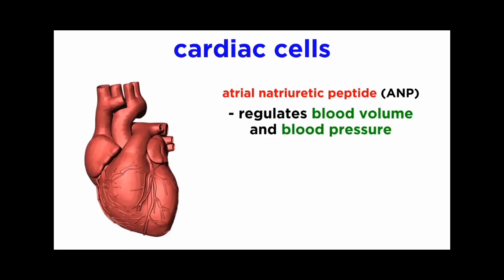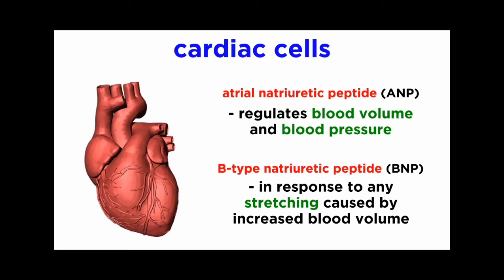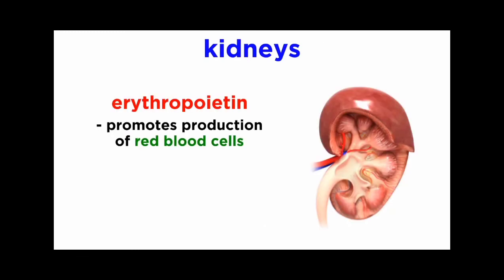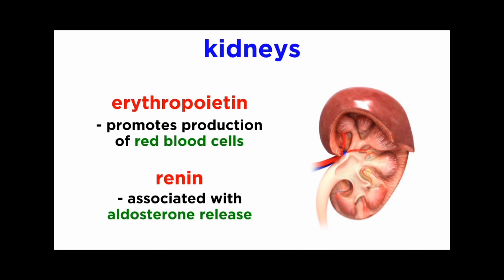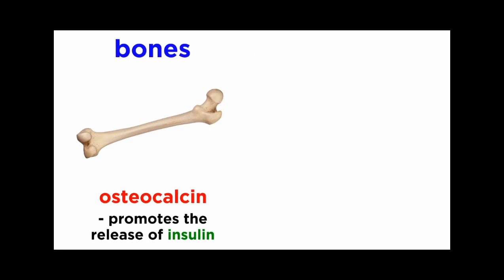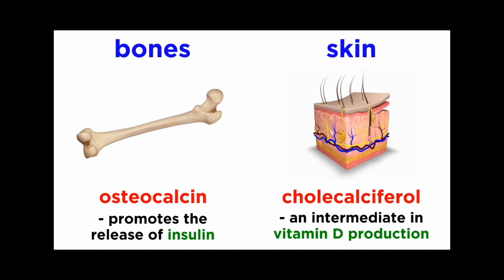The heart has cells that secrete atrial natriuretic peptide, or ANP, which regulates blood volume and blood pressure, as well as B-type natriuretic peptide, or BNP, in response to stretching caused by increased blood volume. The kidneys secrete erythropoietin, which promotes red blood cell production, as well as renin, which is associated with aldosterone release. Bones can secrete osteocalcin, which promotes the release of insulin. The skin produces cholecalciferol when exposed to a type of ultraviolet light, which is an intermediate in vitamin D production.